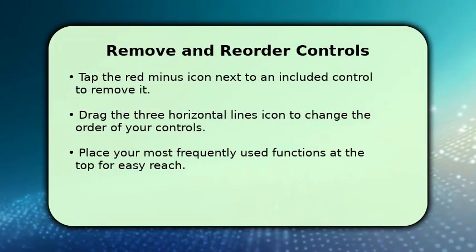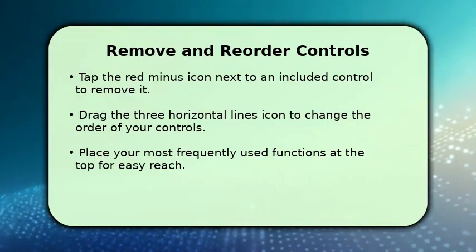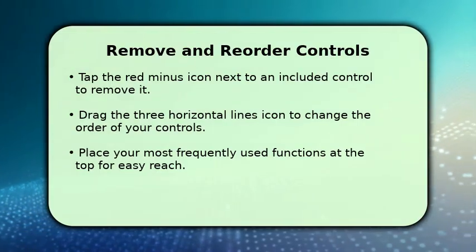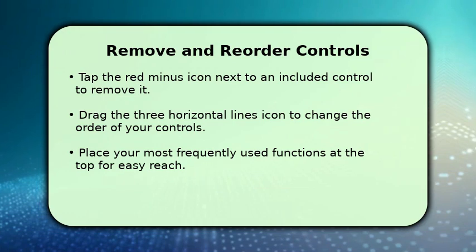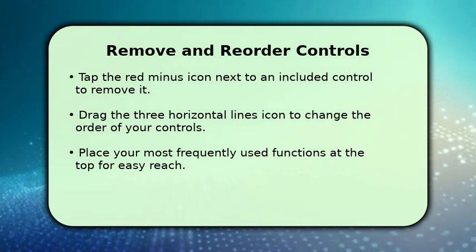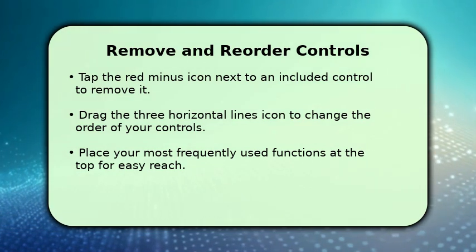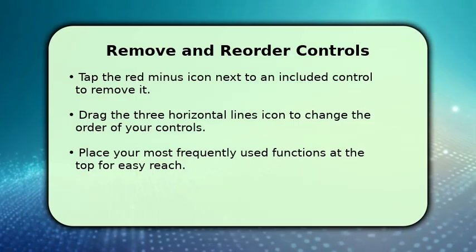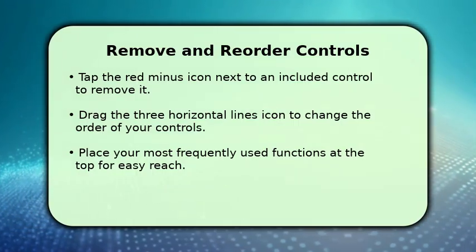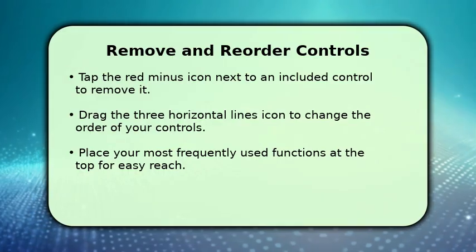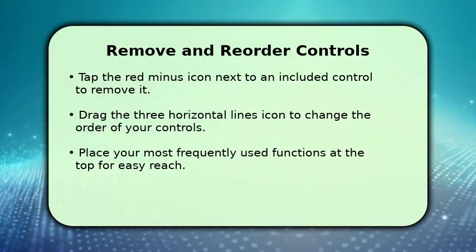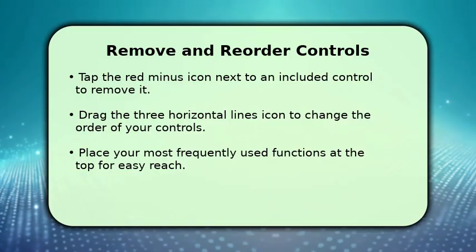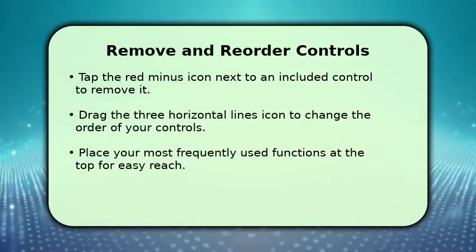Removing an unwanted control is just as simple. In the Control Center settings, tap the red minus icon next to any item in the Included Controls section, then confirm by tapping Remove. To reorder your shortcuts, simply drag the three horizontal lines icon next to each control. Arrange them to place your most used functions at the very top for quick access.